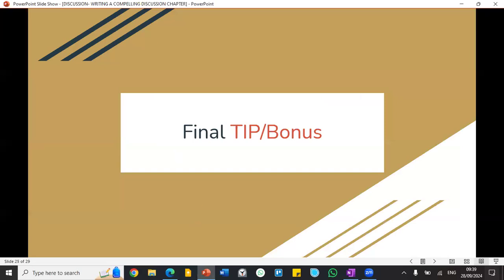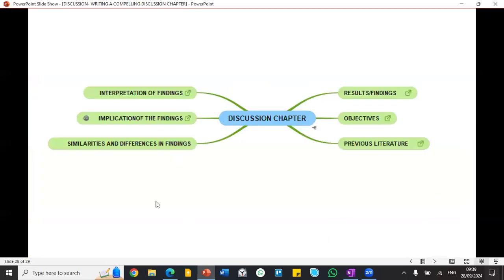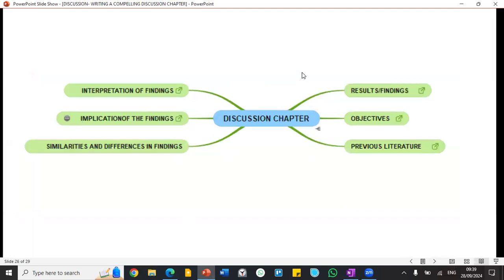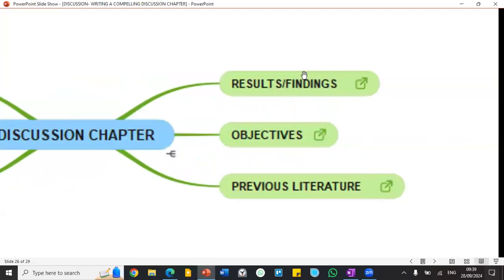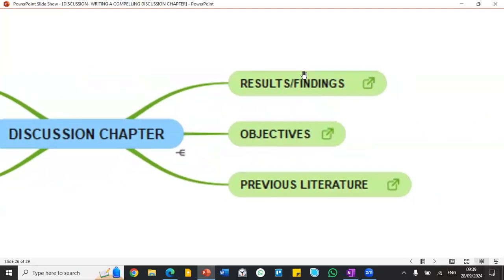Final tip or bonus to our discussion today, you can try to create what we call a mind map. I don't know whether it is too small, but allow me to just explain for you. I can expand. So on the left, you ensure that you have correct results. Because yes, you can make a good discussion, but if the results are wrong, of course, you are bringing some confusion.